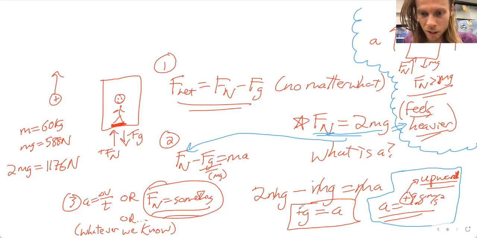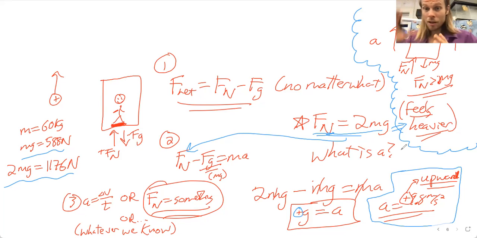What does this mean? First of all, it was positive. You can do numbers. If you did these numbers, by the way, you would have gotten the same answer. You would have gotten a is positive 9.8. That positive matters, and I would write it. So that means positive upward 9.8, which means it's accelerating upward at the same acceleration of gravity, which should make sense. That means the total normal force counters gravity and adds an extra mg upwards. So you feel twice as heavy. That's it.